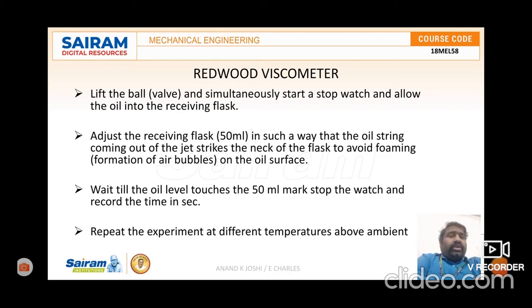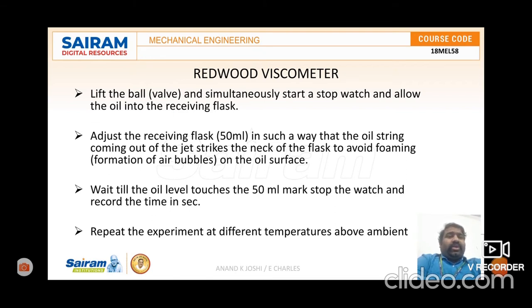Once the oil is heated and reaches a steady state, we have to lift the ball and simultaneously start the stopwatch so that we can count the time. Adjust the receiving flask, that is the 50 ml flask, in such a way that the oil string coming out of the jet strikes the neck of the flask, to avoid air bubbles on the oil surface.